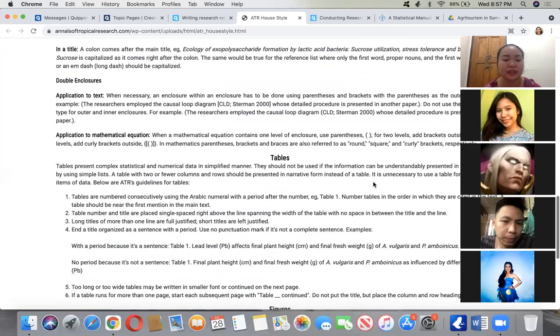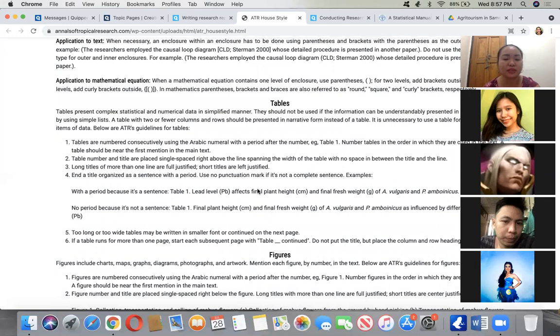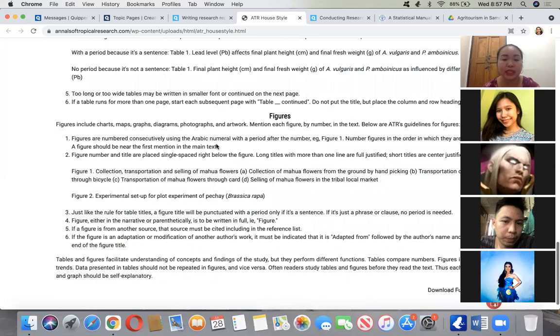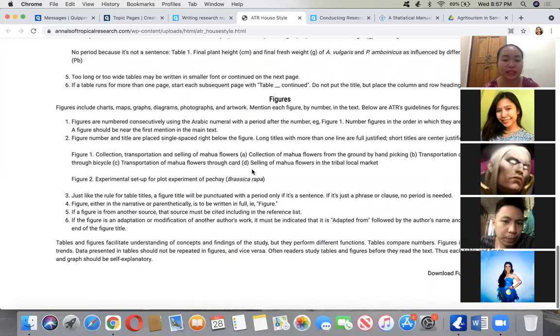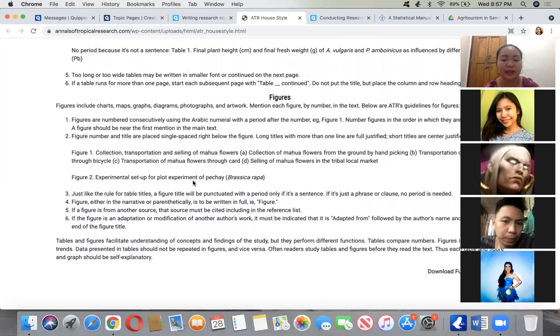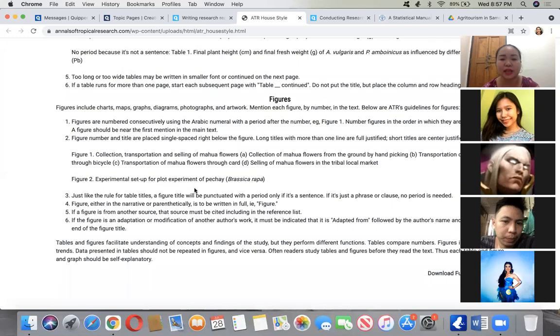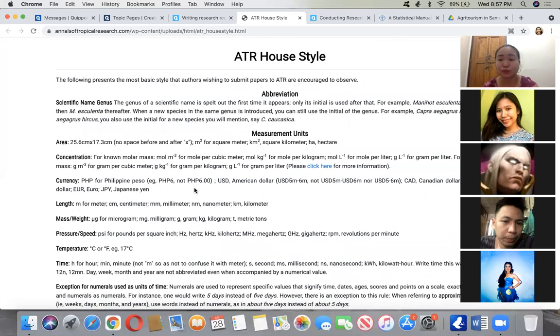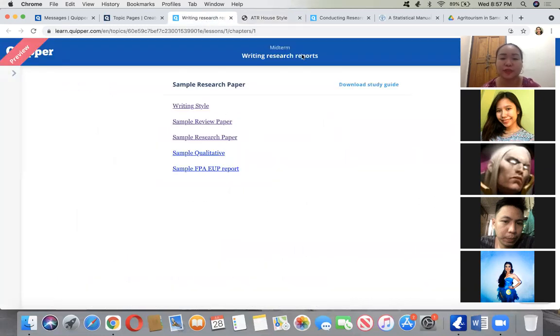Something like that. So the table naman, it has a format, and I won't detail it, but I can show you the sample. And in the figures, they also have a figure 1, figure 2 format. That really depends on the format. So that's for writing style.